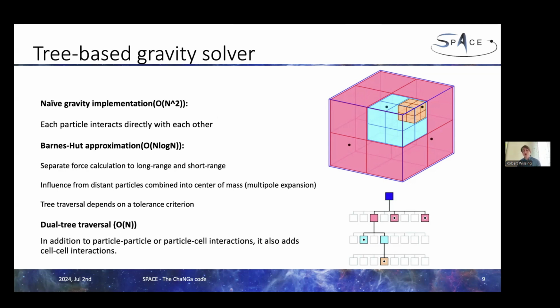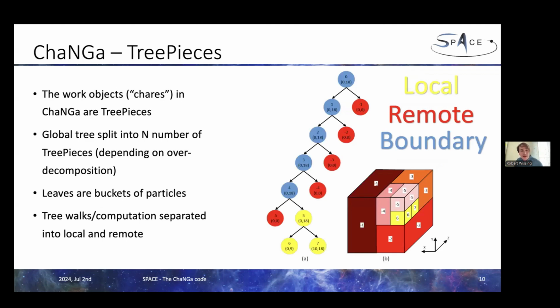What we do is a tree walk to calculate whether we need to go deeper within the tree to actually calculate the force or not. And this is based on a tolerance criterion. So you're still doing some direct particle interactions, but you're also doing some cell-particle interactions. And in ChaNGa, we also have a dual tree traversal. In addition to the particle-particle and particle-cell interactions, it also adds cell-cell interactions to further reduce the complexity.